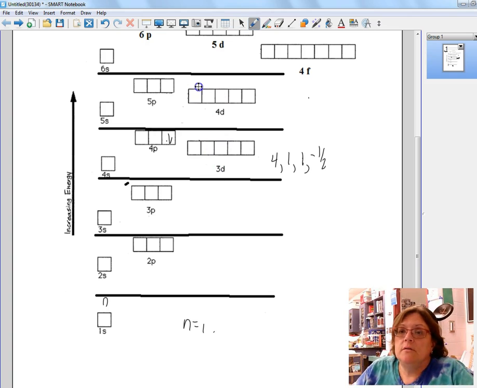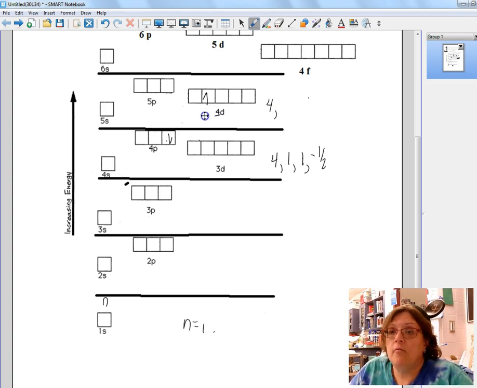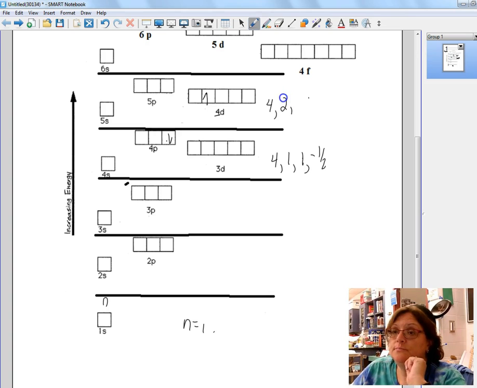How about that electron? He looks like he's in the 5th level, but remember we've got some goofiness going on, so he's in the 4th level. He's in a d orbital. S is 0, p is 1, d is 2. He is not in the center room, he's just to the left. The center room is going to be 0, so he's going to be negative 1. And he's spinning upwards, so he would be a +1/2.